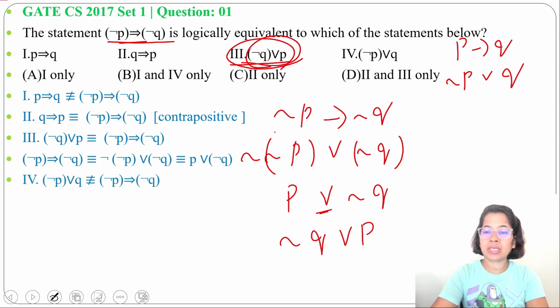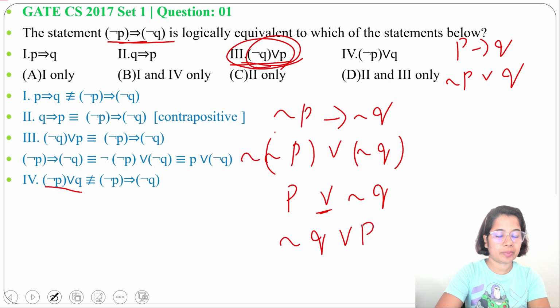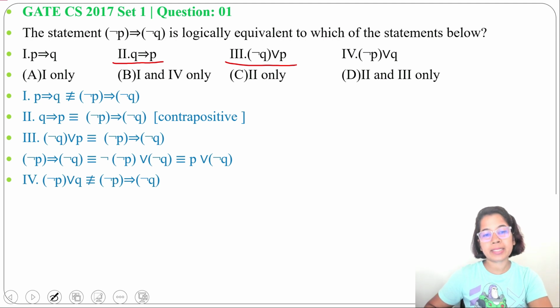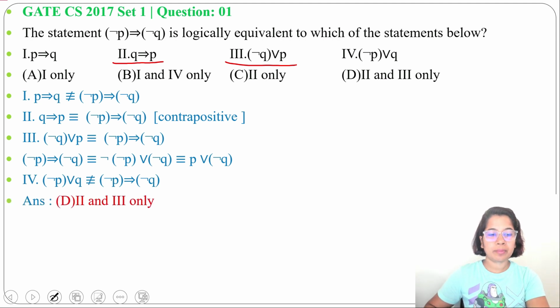Next, the fourth one, negation P or Q. This is not logically equivalent to this, as this is logically equivalent to negation Q or P. Here it's given negation P or Q, so both are not logically equivalent. We found statement 2 and statement 3 are logically equivalent to negation P implies negation Q. So the answer will be option D, 2 and 3 only.